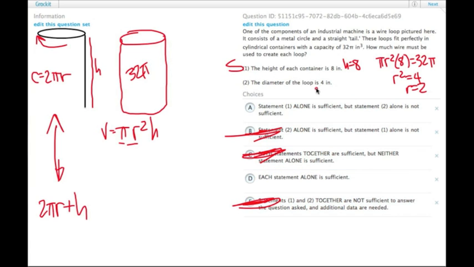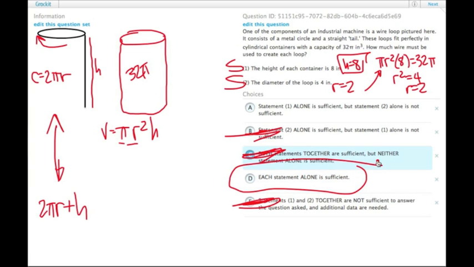Statement 2, on the other hand, tells us that the diameter of the loop is 4 inches. Remember, the diameter is twice the radius, so this one is ultimately just telling us that r equals 2, and we basically can do the same thing that we did on the previous equation, except here we would plug in 2 for r and solve for h, which would come out to be h equals 8 again. So the two statements individually are each sufficient for us to figure out whatever this is. We don't want to figure out what it is, we just need to know that we could. Answer choice D.